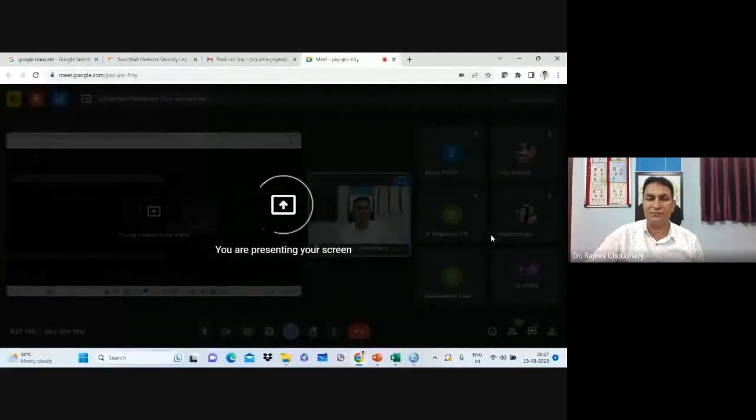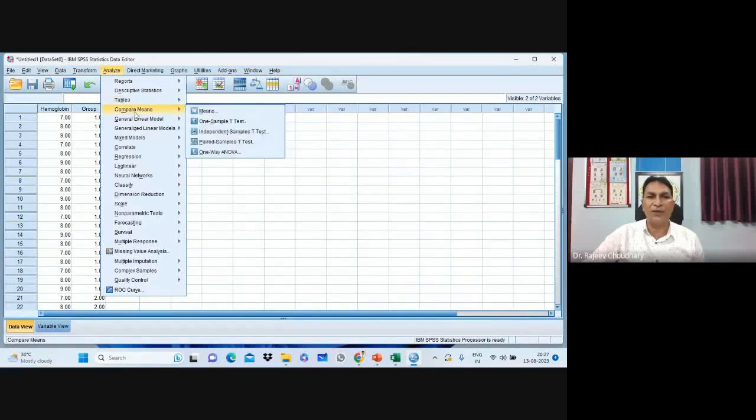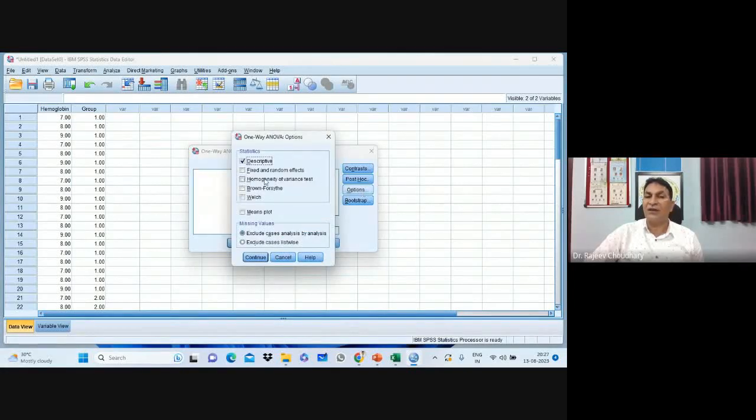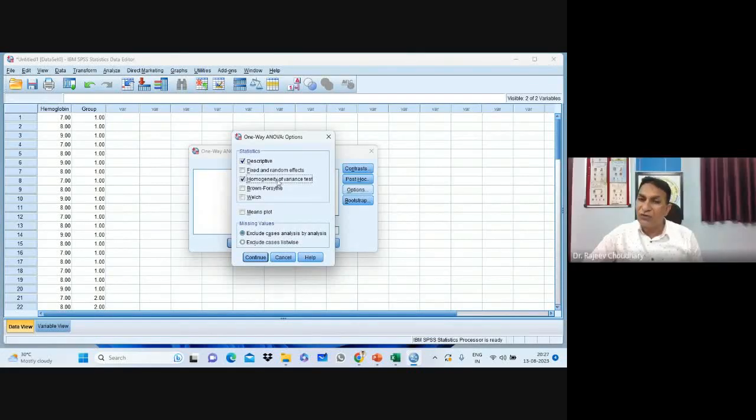How to test the homogeneity of variance? I am going to show you how to test. See, the data entry will be the same. Go to analyze, go to compare means, go to one-way ANOVA, and go to options. Homogeneity of variance test. If we opt for this, we will get the output of Levene's test.